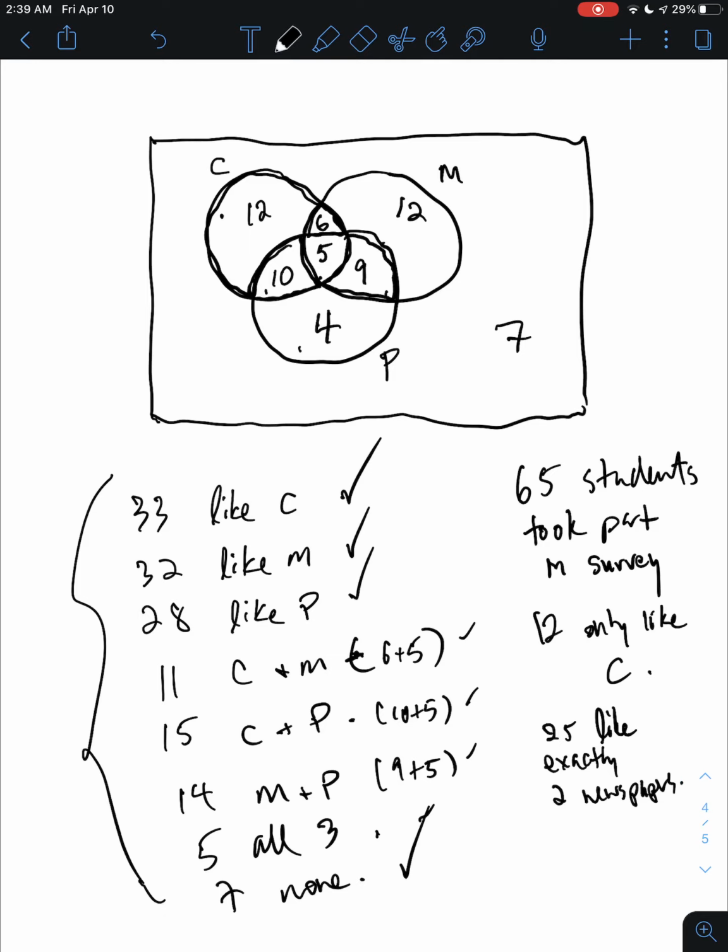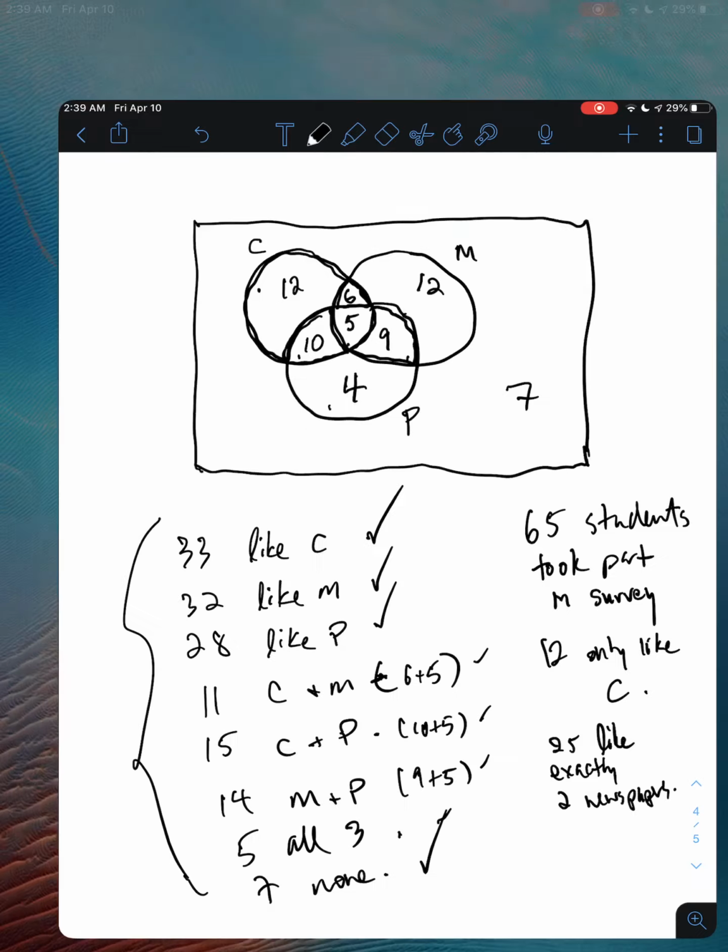So you can answer pretty much any question of this type just by referring back to the Venn diagram, locating the parts of the diagram that are relevant, and maybe adding a few numbers or subtracting a few numbers to get the answers to these kinds of questions. So you should now try a few of those on your own.